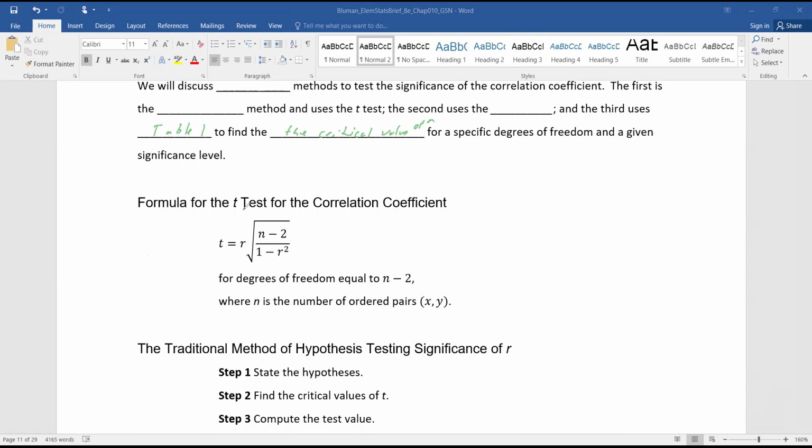So the formula for the t-test for the correlation coefficient would be t equals R times the square root of n minus 2 divided by 1 minus R squared, for the degree of freedom equal to n minus 2, where n is the number of ordered pairs. So notice it's n minus 2 now, rather than what we've been seeing in chapter 8.